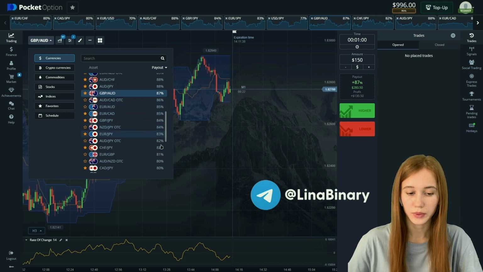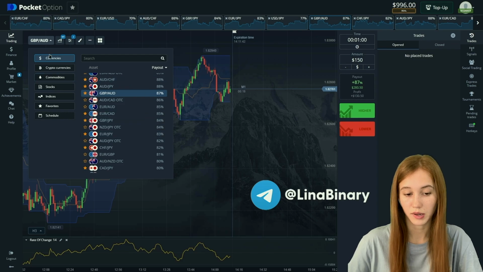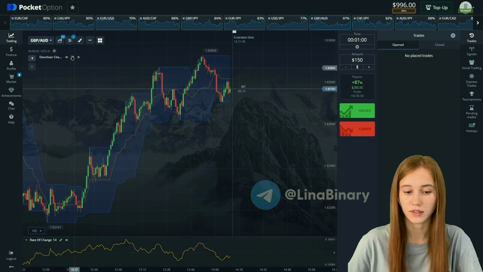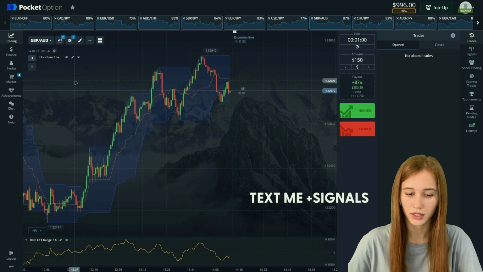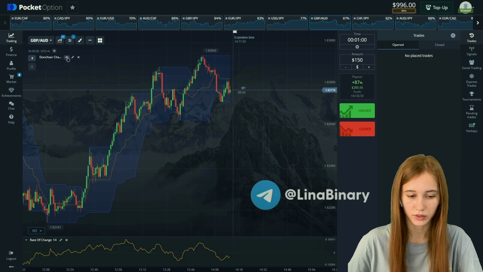I also want to say on the right is the interest on the currency pair. This is a payout percentage. I recommend choosing more than 70. So today we use two indicators. There are Donchian channels and rate of change. Let me tell you a little about them.